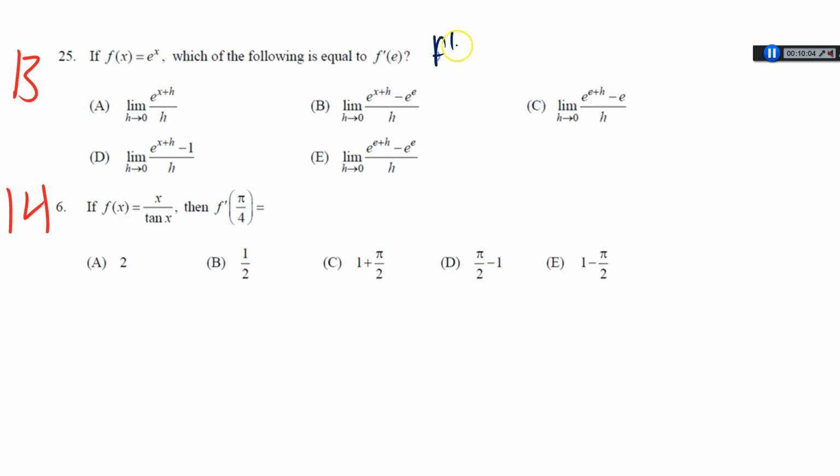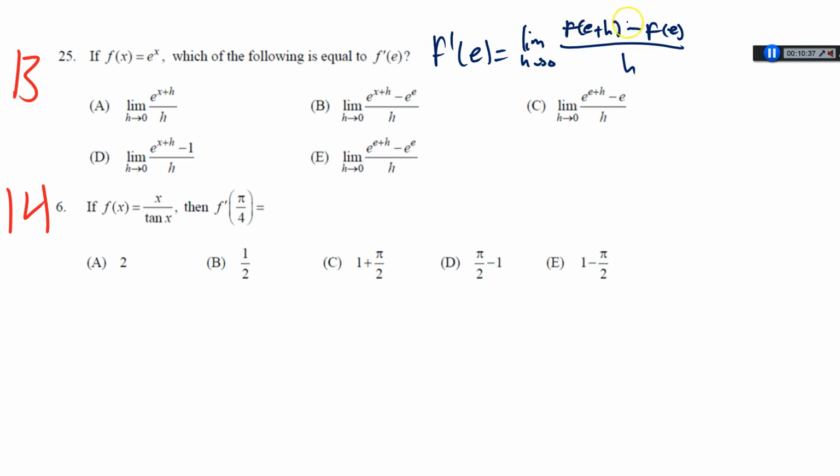So remember, f prime of x is always the limit as, in fact, we're going to use f prime of a here because it's a specific value. Limit as h approaches 0, f of a plus h minus f of a divided by h. So we want to know f prime of e. So those a's are going to be replaced by e's. So e there and an e there. Here an e, there an e, everywhere an e. Old MacDonald, right?